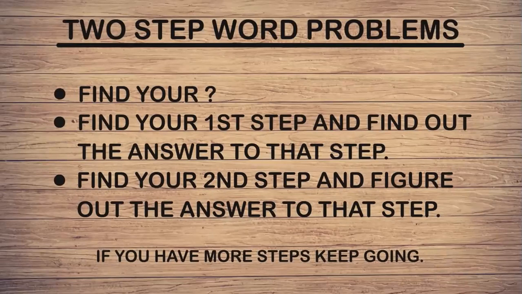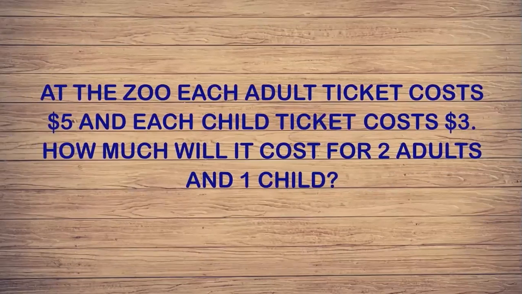Now that we have that out of the way, it's time to bring in some word problems. Here is our first word problem. It says, at the zoo, each adult ticket costs $5, and each child ticket costs $3. How much will it cost for 2 adults and 1 child? The first thing we want to do is find the question, or what the problem is asking us to find. The last sentence tells us we need to find out how much it will cost us for 2 adults and 1 child at the zoo. Great, now we can start with figuring out the first step. What do you think the first step is?